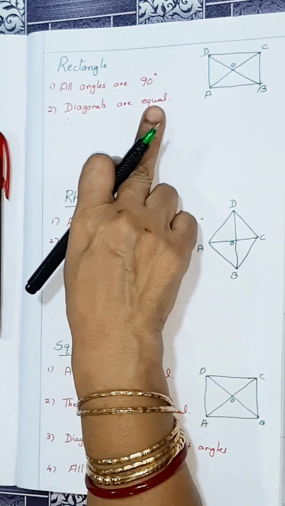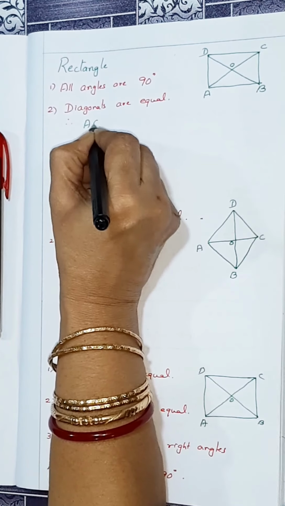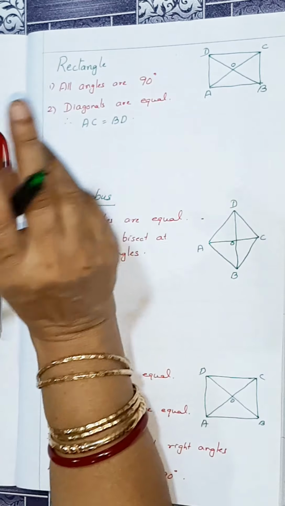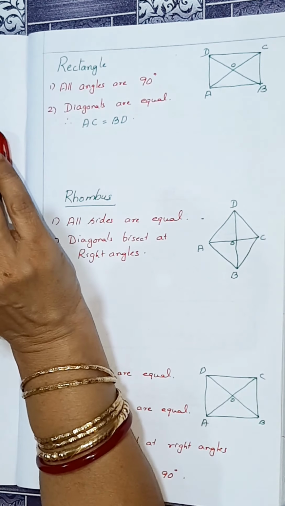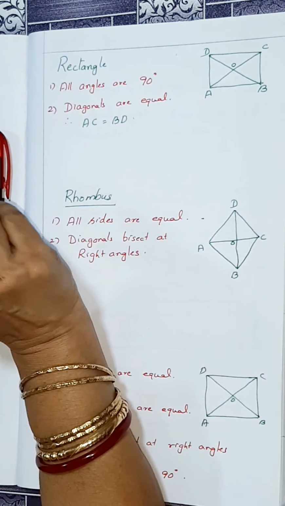The diagonals are equal. That is very important. That is AC is equal to BD. In a parallelogram, the diagonals need not be equal. They only bisect each other, but the lengths need not be equal. But in a rectangle, the diagonals are equal. If the diagonals are equal, then you can say it is either a rectangle or a square. You will be learning about the square also here. So this is how you identify what type of parallelogram it is.